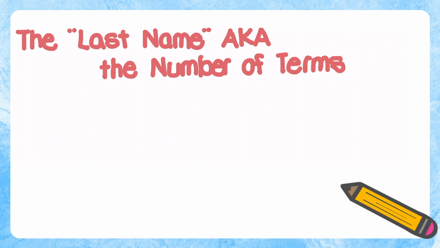All right, so we got the first name of a polynomial down. So next, let's look at the last name. The last name of a polynomial is determined by the number of terms.